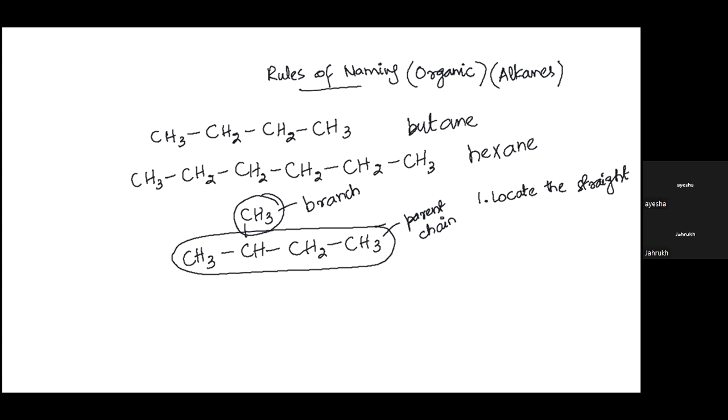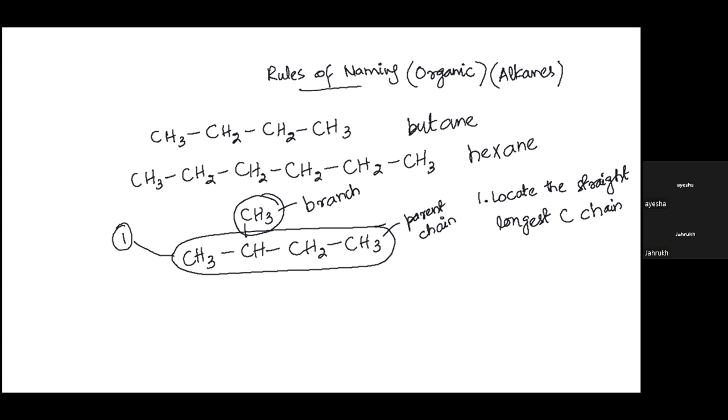straight means all connected, longest carbon chain. My bad, seems to be making too many spelling mistakes today. Okay. So there can be multiple straight longest carbon chains, right? Let me clarify what I mean when I use the word multiple. This is the first straight longest carbon chain since it consists of 4 carbons.